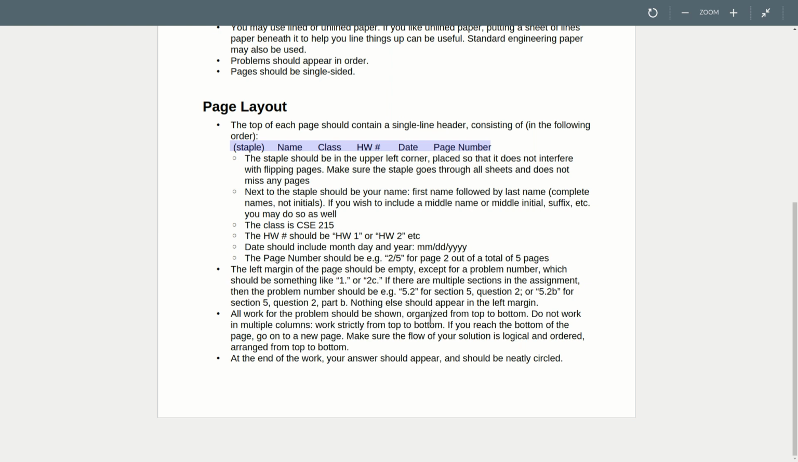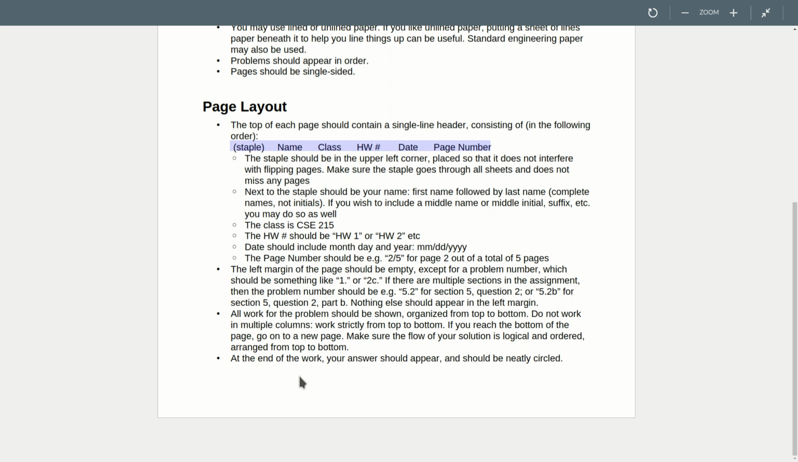So all the work for a problem should be organized from top to bottom. Do not work in multiple columns. Work strictly from top to bottom. If you reach the bottom, go to a new page. Make sure the flow is logical and ordered. At the end of the work, circle your answer, if it's the kind of thing where there's a single answer. If it's a proof, the whole thing is there. But if it's like, how many pizzas can you order? If there's 3 types of crust and 4 types of toppings and 2 types of sauce, show me your calculations.